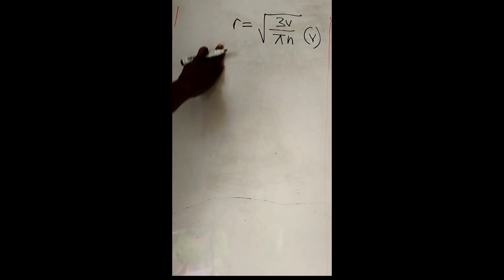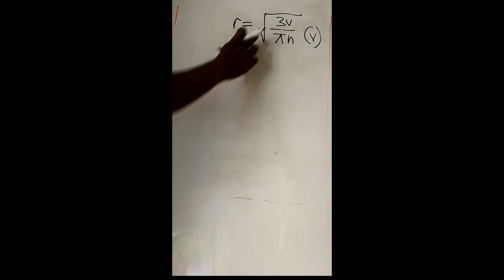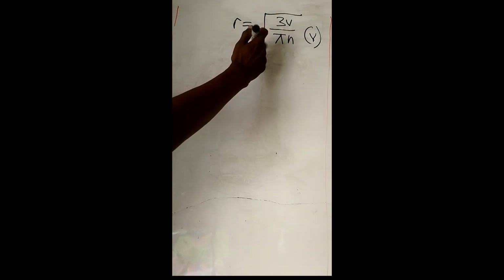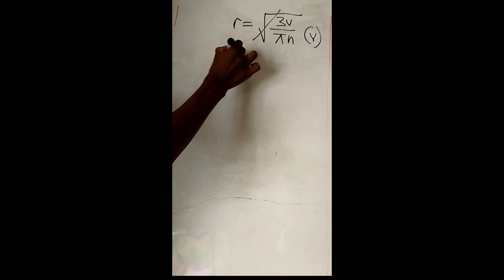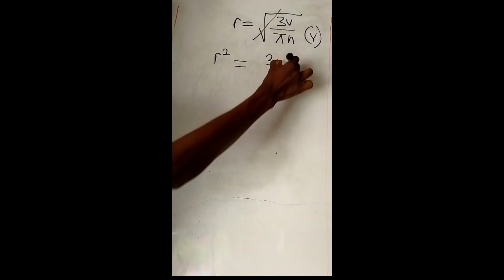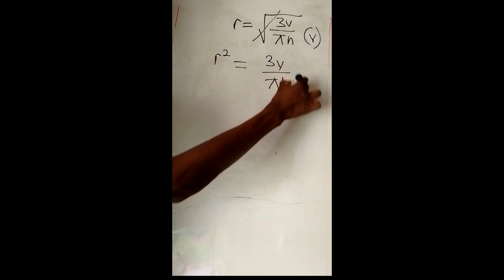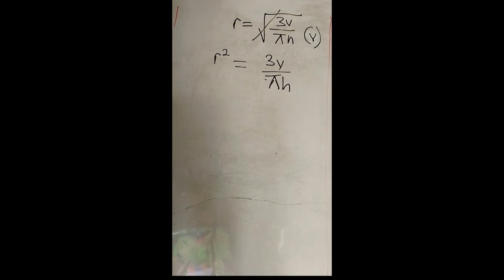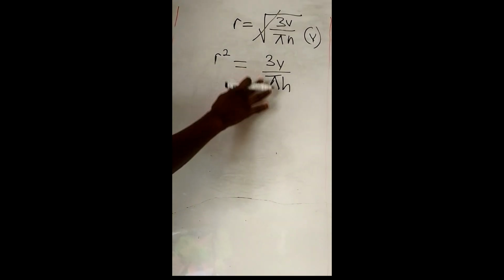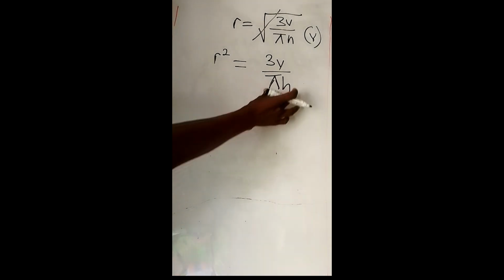Okay, so starting with the square root, to eliminate the square root here, all I need to do here is to cross out square root and then square the other side. So my answer will become r squared equals to 3v over pi h. Okay, so by squaring this side, I have successfully removed the square root on that side.